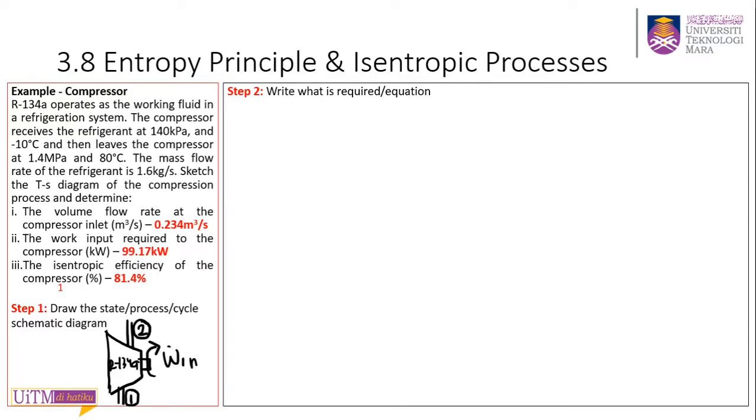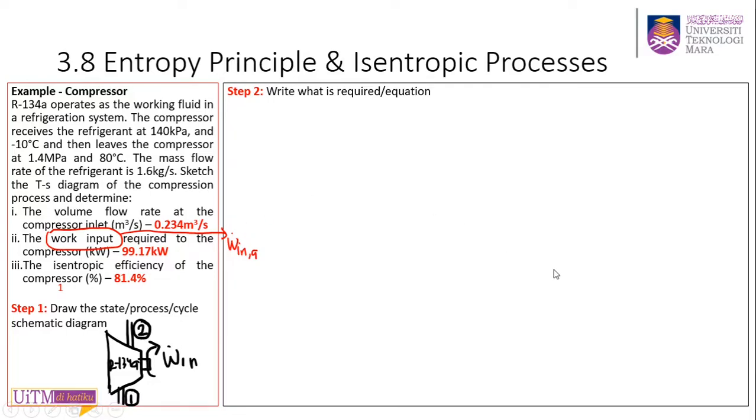Now let's look at the first example involving isentropic efficiency for compressors. You can pause to read and understand the question properly. Now from the question, one of the items asked to calculate is the work input for the compressor. This work input, since it involves isentropic efficiency, refers to the actual work input.